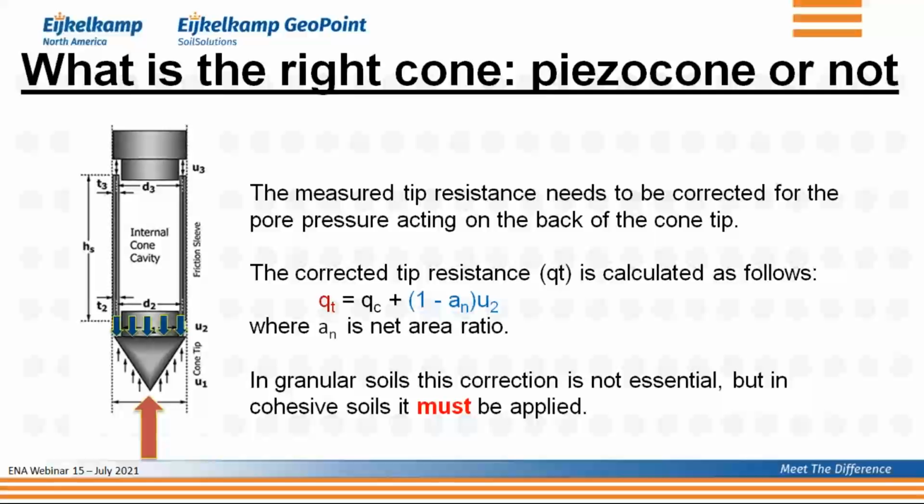Now, in sand, it is not that essential because the excess or the dynamic pore water pressure is not that much. But in cohesive soils, that correction must be applied. And since you don't know whether you're going to get sand or a cohesive soil, a clay or a silt, it only makes sense that you are using a cone that allows you to make that correction. And to make that correction, you need to know the pore water pressure at the U2 position, and therefore you really need to use a piezo cone.